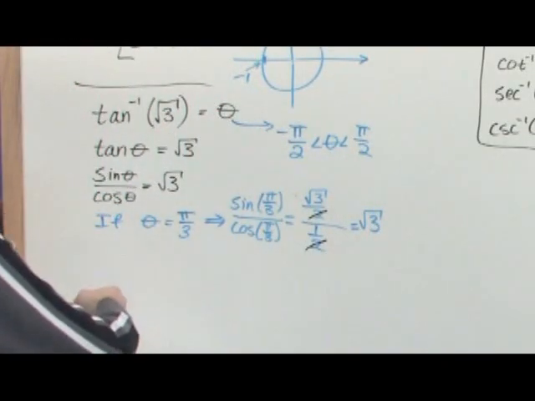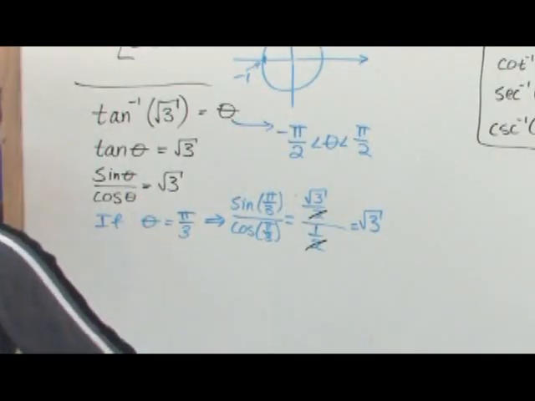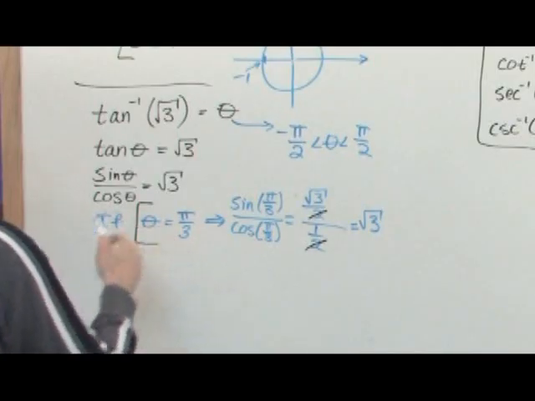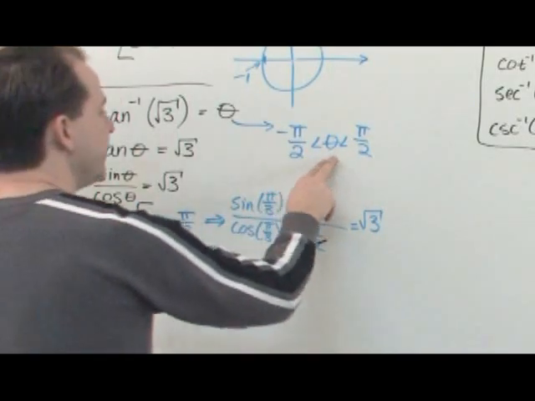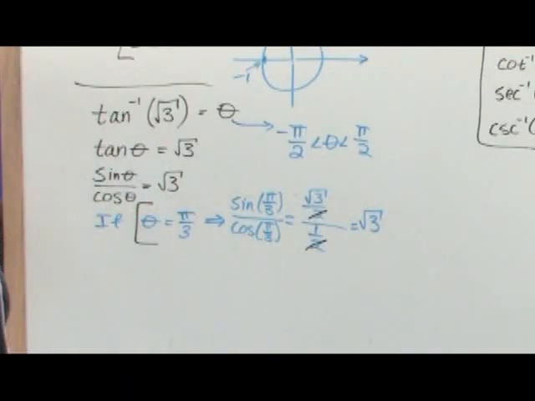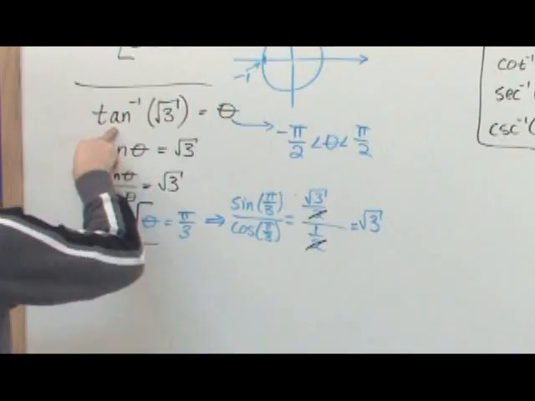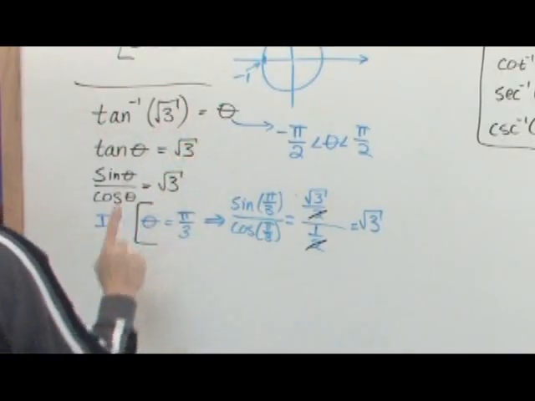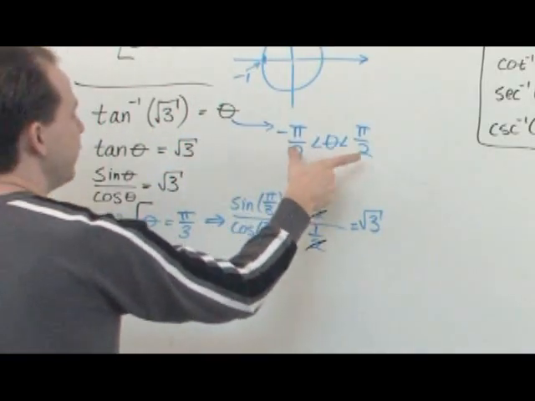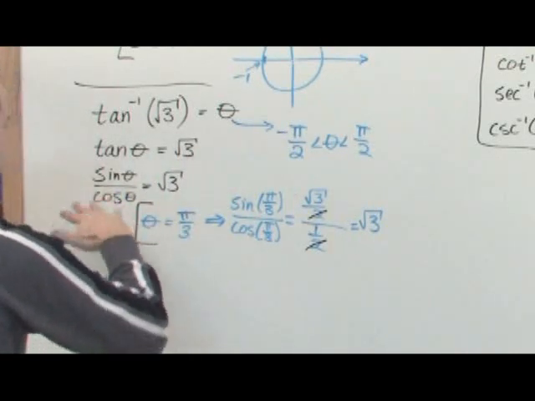So never forget the forest for the trees. Don't forget that the answer we got, which was pi over 3 in this case, does fall between the range of negative pi over 2 and pi over 2. So that is correct. We took a number, we plugged it into the inverse tangent function, and we got an angle back that fell between the range we needed to find as prescribed by the table there. The way we did it is just by working backwards.